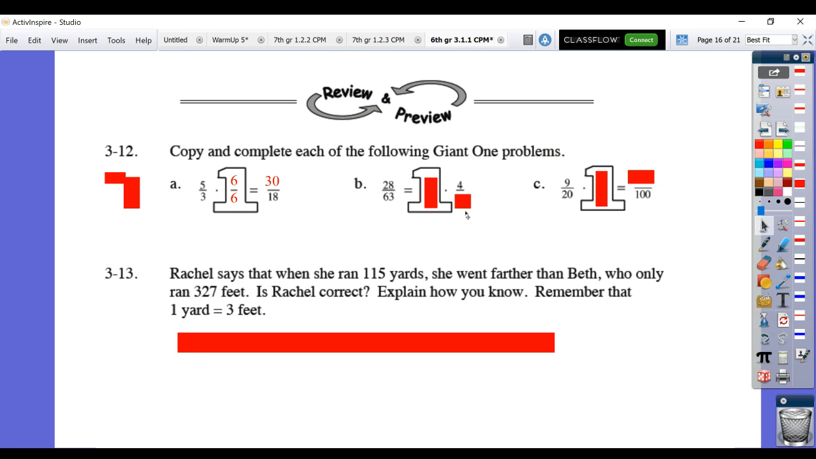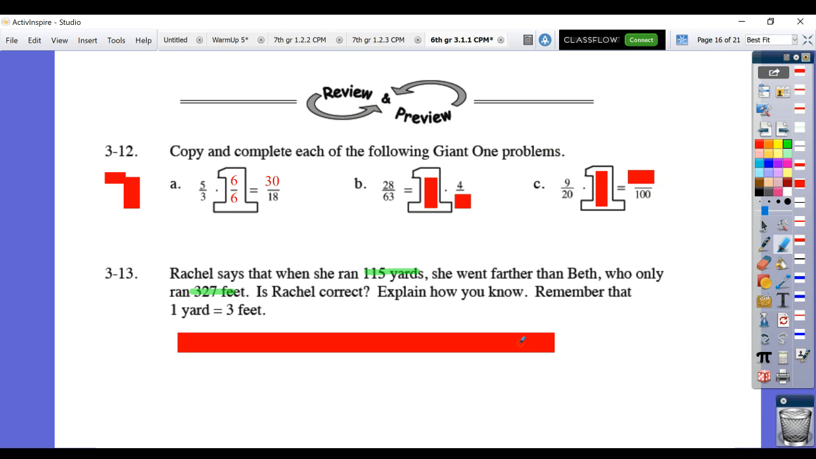For 3.13, Rachel says that when she ran 115 yards, she went farther than Beth, who only ran 327 feet. Is she correct? So what you should notice is that one of these is in yards and the other is in feet. So you need to change one to the same notation, the same labeling as the other.